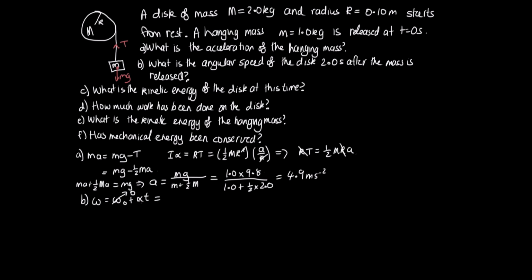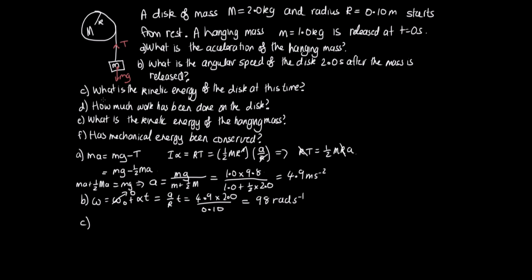So we can solve for alpha because we know that alpha and a are related through alpha is equal to a over r. So this is equal to a over r times t, and we have just calculated a here. The acceleration of the hanging mass is the same as the tangential acceleration of the disk here. So this is 4.9 times 2 over 0.10, and so that is equal to 98 radians per second, which is the angular speed of the disk at the end of the 2 seconds.